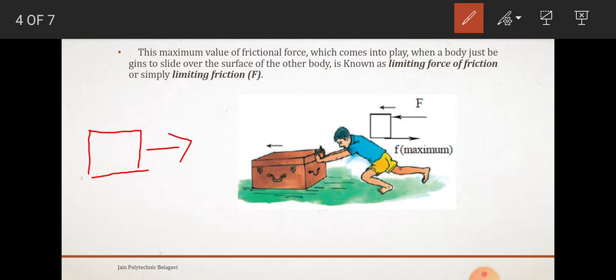So, what exactly is the limiting friction? It is the maximum value of the frictional force which comes into play. When does it come into play? When the body just begins to start its journey, or when it has just started moving. That time, whatever friction we are having, we call it the limiting value of friction or limiting friction.